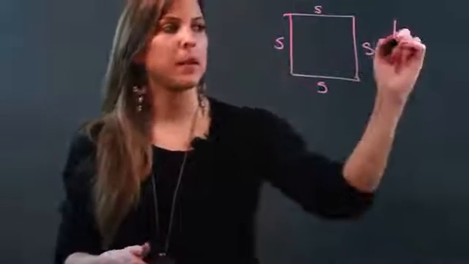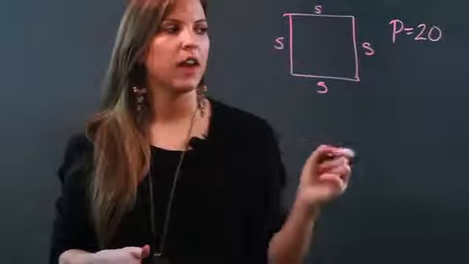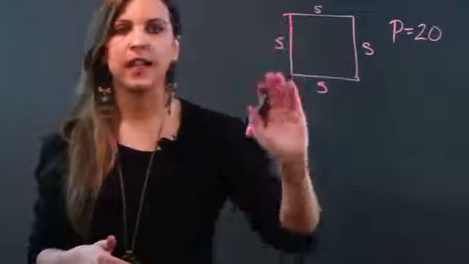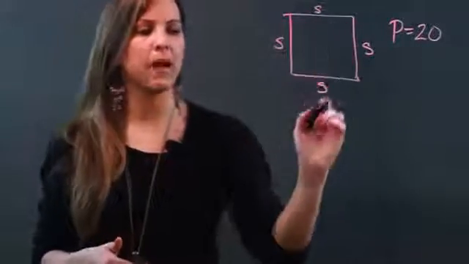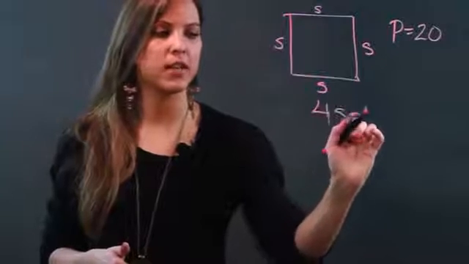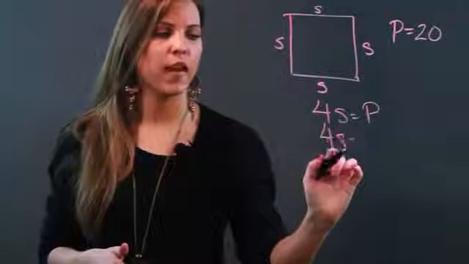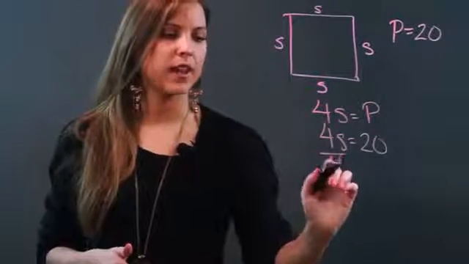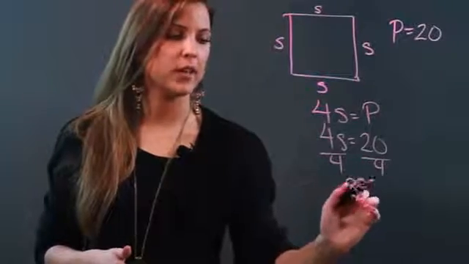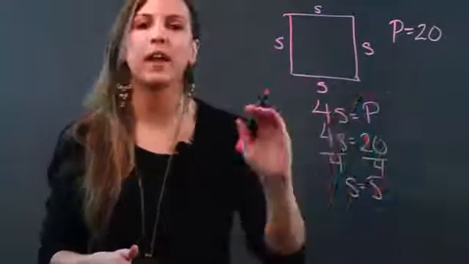So if, let's say my perimeter is 20, I know that I have to add all the sides to get the perimeter, but because they're all the same, I can really just write that as 4S equals the perimeter. So if 4S equals 20, then I divide both sides by 4 and I get S equals 5. So I know that my length is 5 and my width is 5.